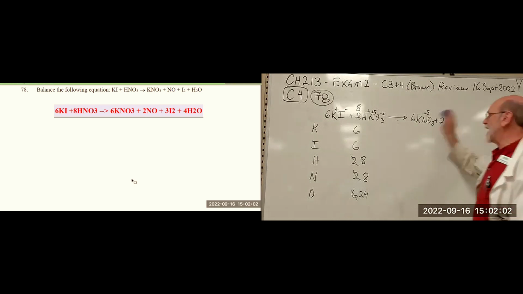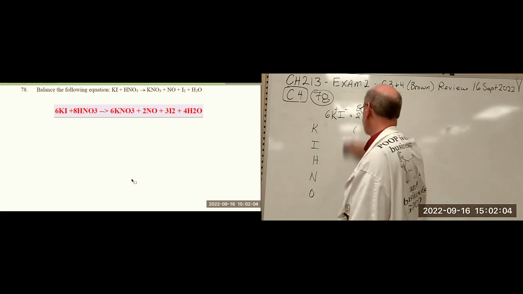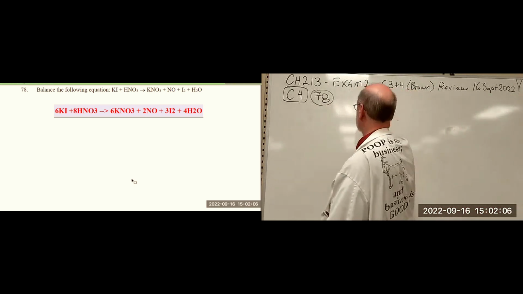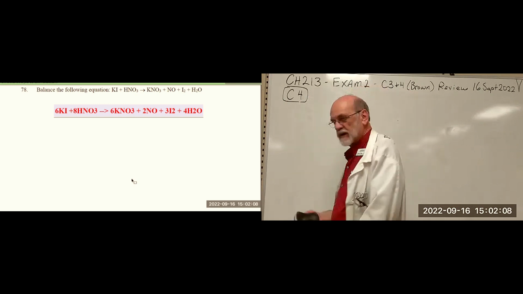Okay. And if you try to do this brute force, maybe you can do it, maybe you can't. But I found that doing the redox first gets you on the right track quicker. Let's get the electrons balanced out, and then we go for the atoms. Okay. So you might need to take a break before we do a lab.